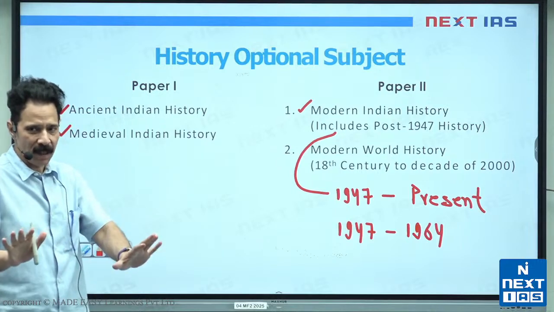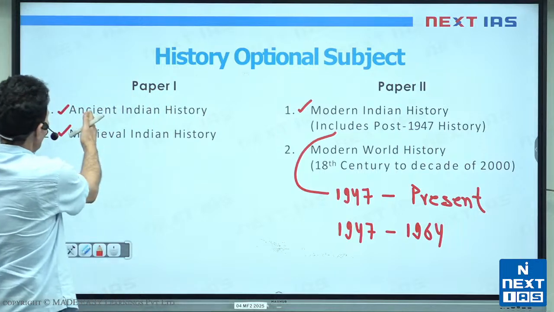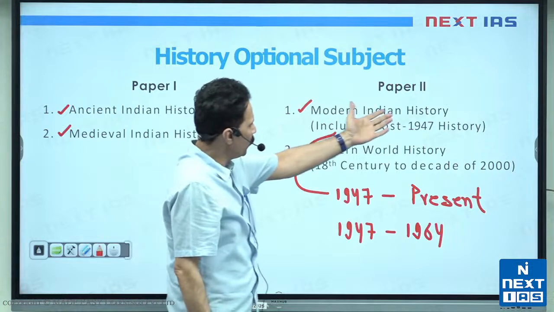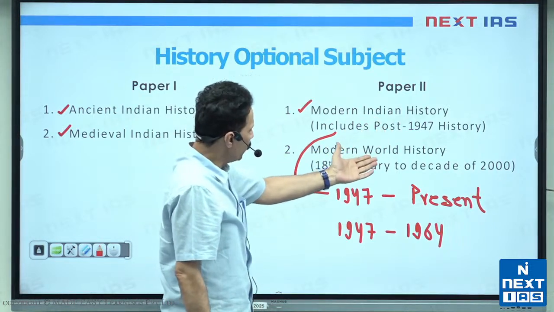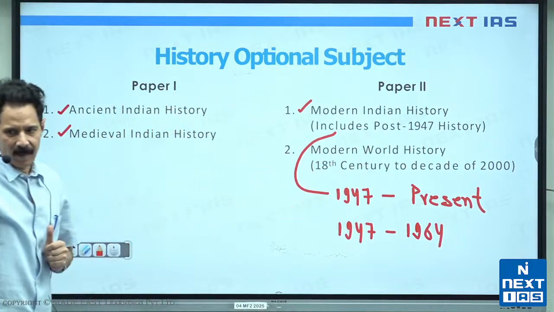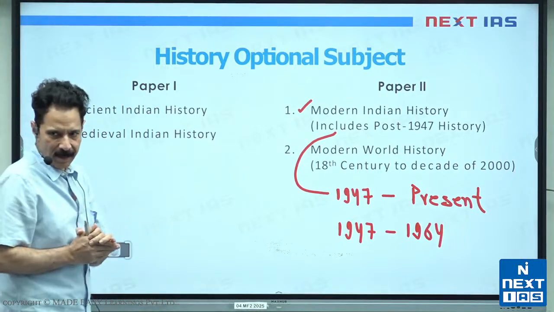Now, history optional subject is what? History optional subject is this. Paper 1, Ancient Indian History, Medieval Indian History. Paper 2, Modern Indian History, that includes post-1947 history, and Modern World History, that is 18th century to decade of 2000. All these four are there in GS.